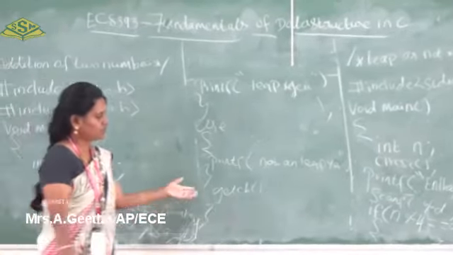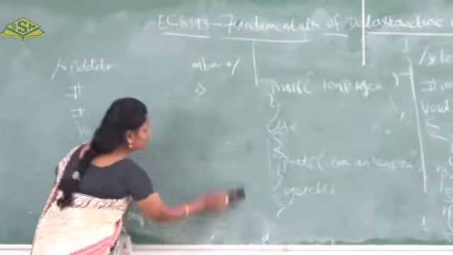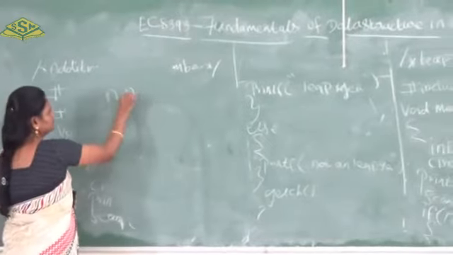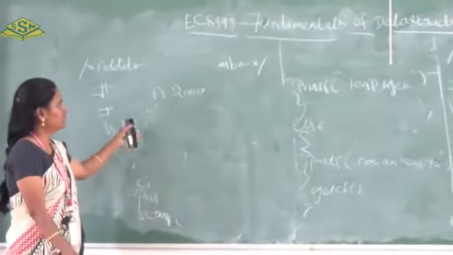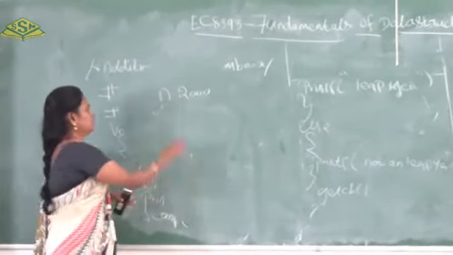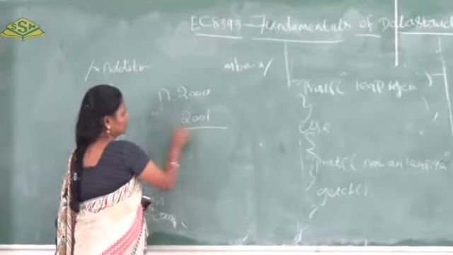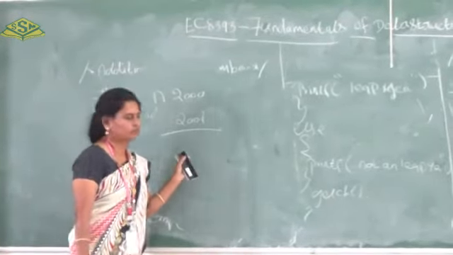So if we run this program, I am going to give the n value as 2000. If we divide it by 4, the remainder will be 0. So we can say 2000 is a leap year. If you give 2001, we will get some remainder, so we can say this is not a leap year.